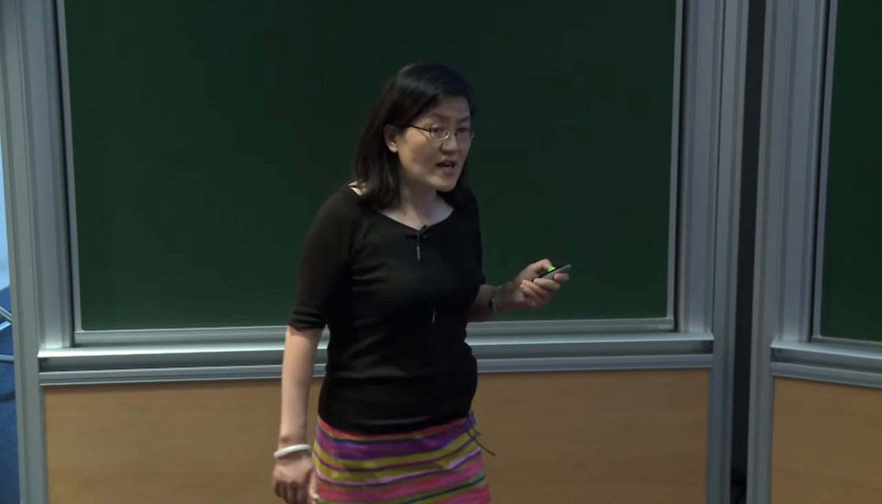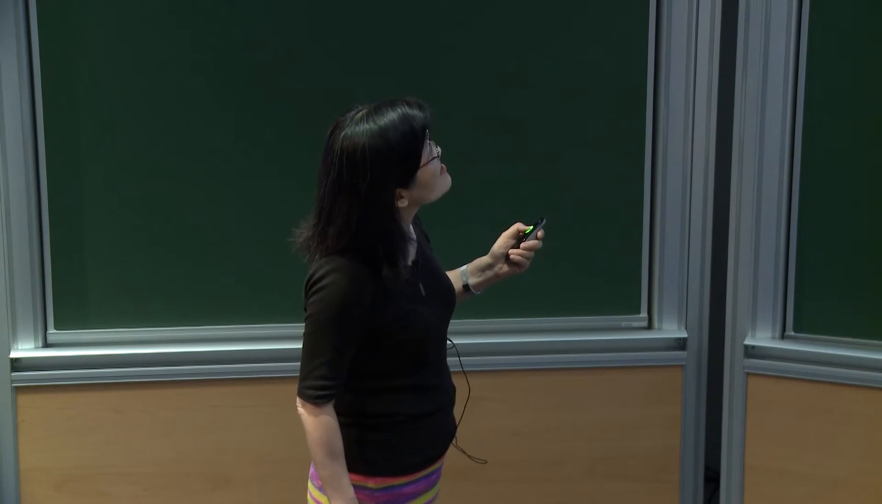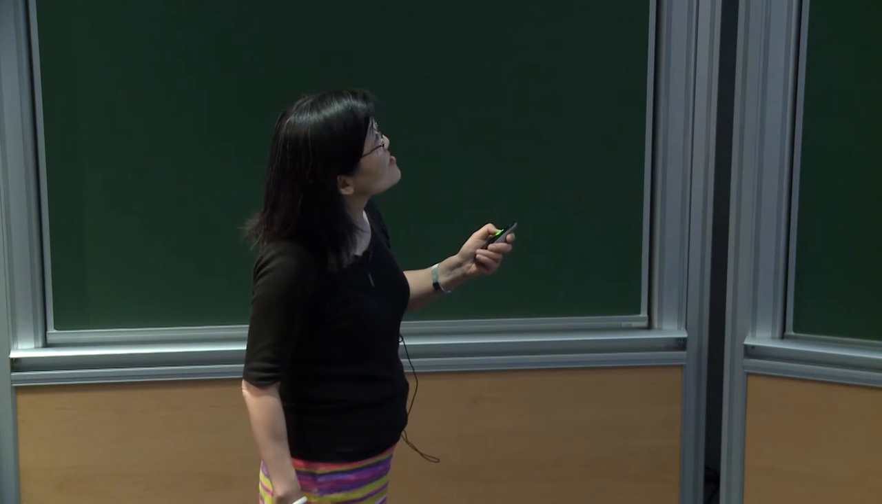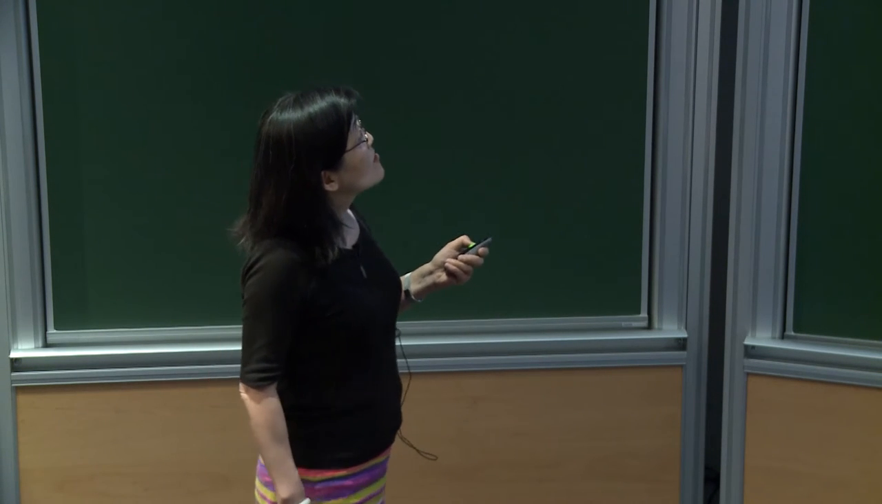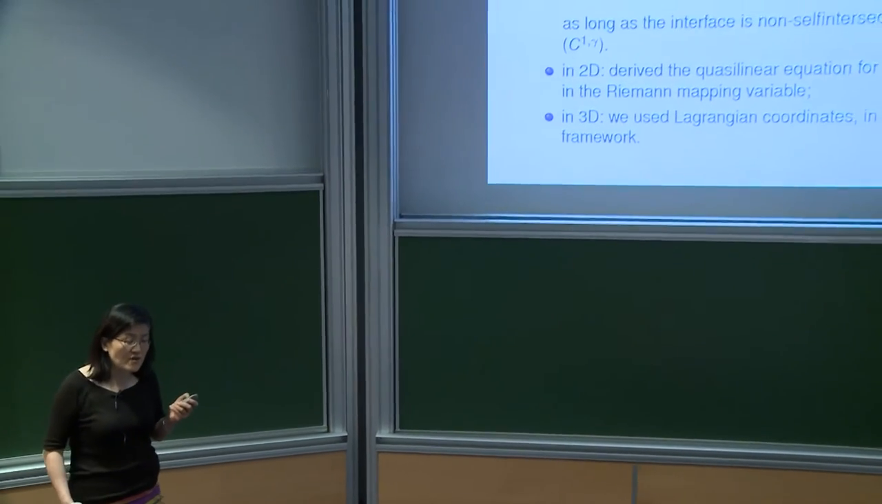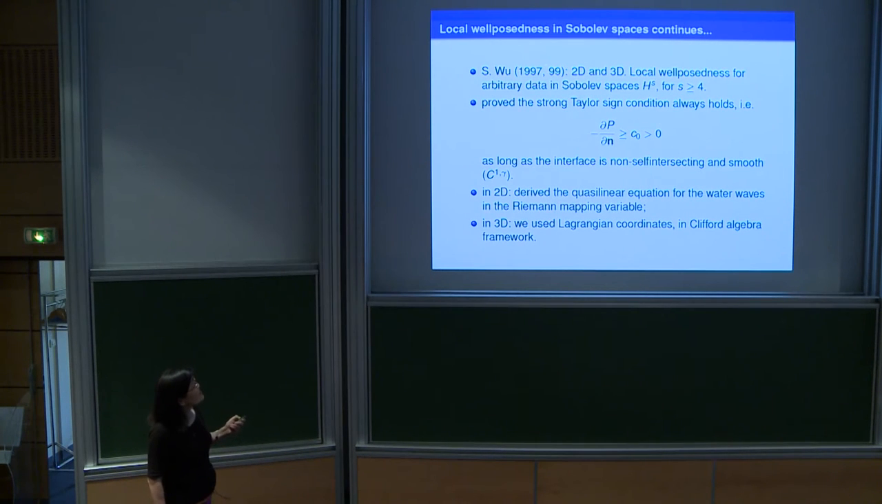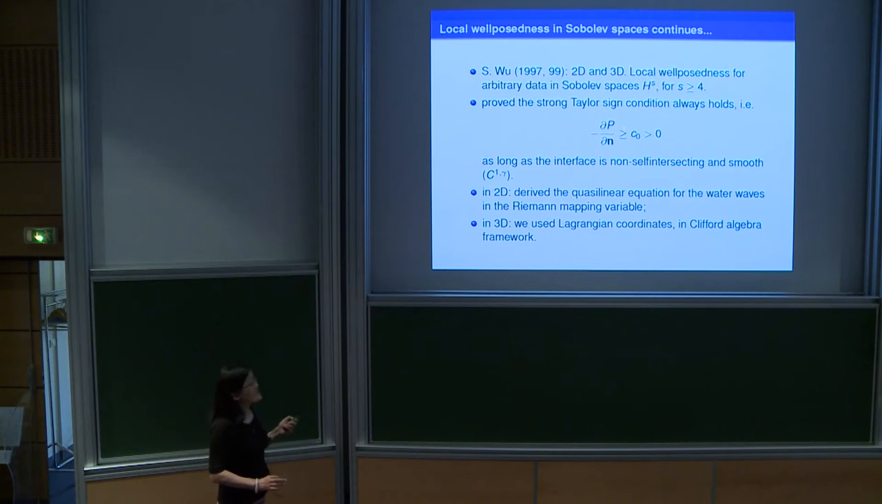So therefore, we looked at this and thought about whether this could be true, and we actually proved it. Okay. The first proof was given in 97, and then I gave another proof; the 97 paper is on 2D, and then 99 was 3D. So the first thing we proved is that the Taylor sign condition always holds for incompressible irrotational water waves of infinite depth, as long as the interface is non-self-intersecting and smooth. So actually, in the 97 paper, I gave a precise formula, which is still very important for the work I'm going to present today. And in 99, in the 3D case, I used the maximum principle. Okay, it's a more vague type of result.